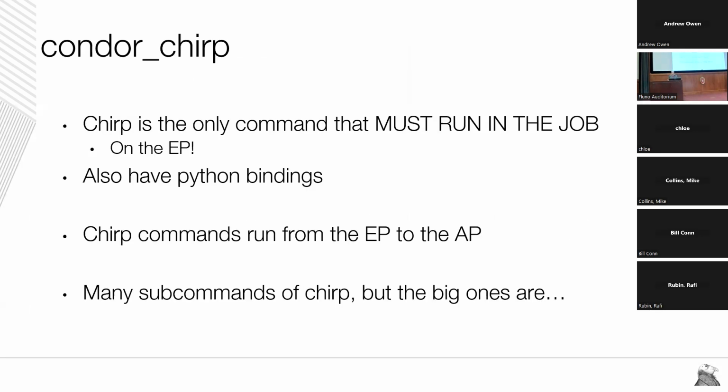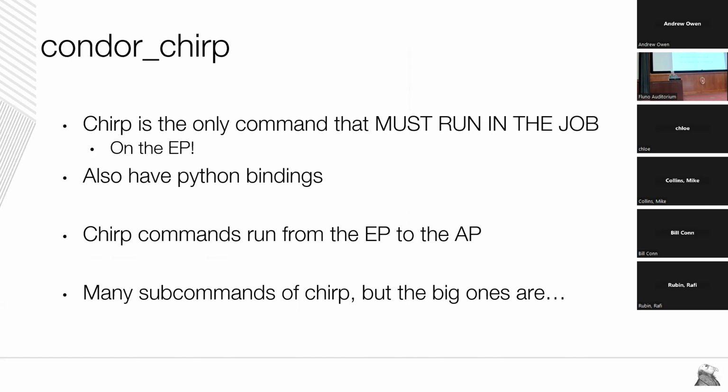The next command that works on running jobs is chirp. And chirp is the only command that must run inside the job and on the EP. We also have nice Python bindings. So if you are the kind of person who argues about what Pythonic means, we can run chirp commands from pure Python. These commands run on the EP when the job is running.